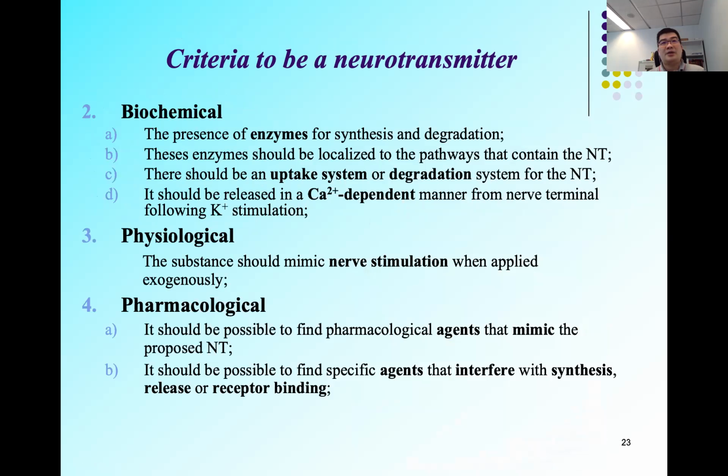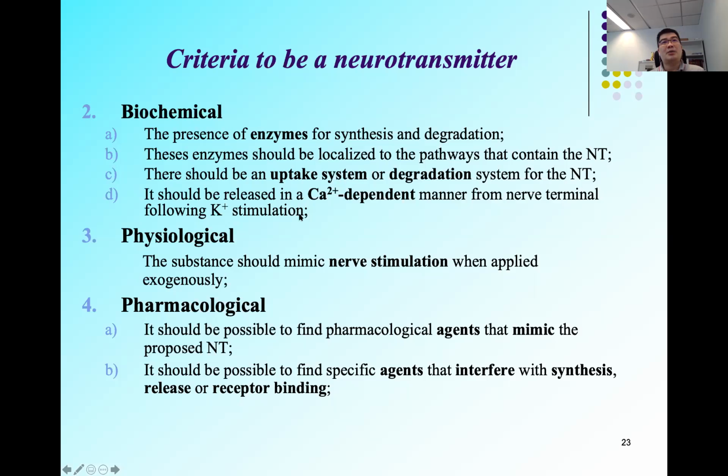Biochemical. There are enzymes for the synthesis and the degradation. So there are metabolic pathways to synthesize and degrade them. Those enzymes should be localized in the same pathway that contains the neurotransmitter. It's not something that is synthesized elsewhere and then picked up by the neurons. There should be an uptake system or degradation system for the neurotransmitters, to remove the neurotransmitter quickly. As mentioned earlier, if the neurotransmitter is not removed, then the transmission will continue, and the next transmission cannot occur. It should also be released in a calcium-dependent manner from the nerve terminal following potassium stimulation.